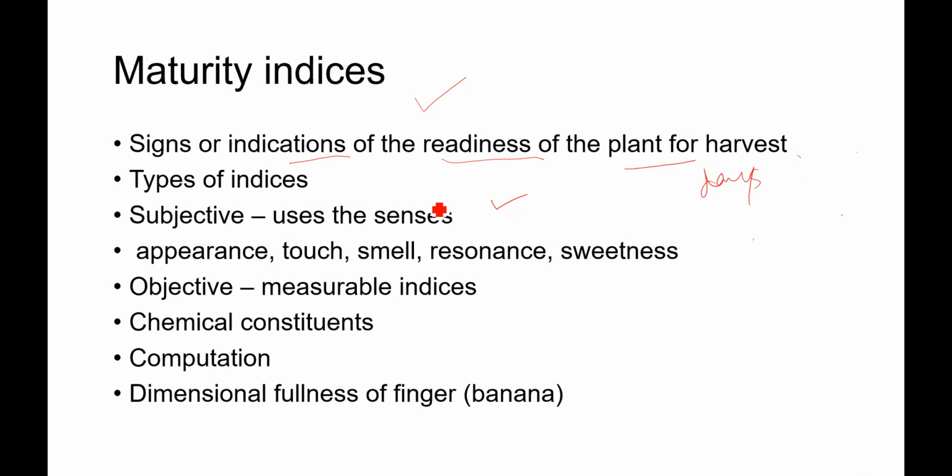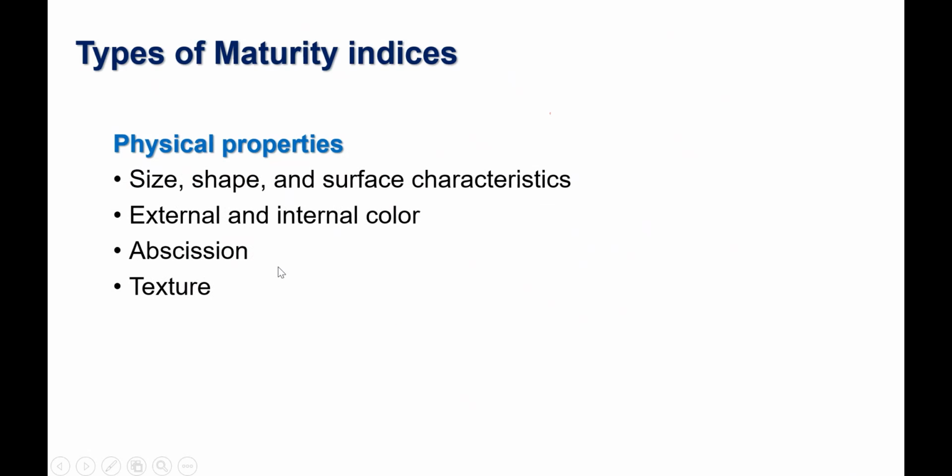Also, maturity indices are classified into subjective and objective. Subjective ones use just the senses, like appearance, touch, smell, resonance, sweetness. Objective means measurable indices, like chemical constituents, computational base, or dimensional fullness of the finger. They are also classified based on physical, chemical, and nutritional properties. Physical properties mean size, shape, surface characteristics, external and internal color, abscission, texture, and likewise.